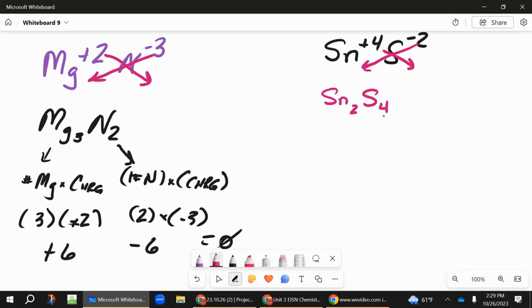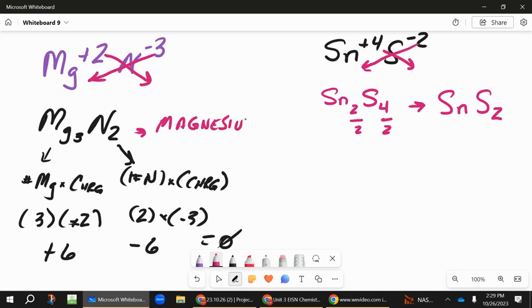But these are not in the lowest form. So we end up having to reduce these into the lowest form so that we can get the correct formula, SnS2. Questions? Okay, the name of this one, what is it? Magnesium nitride. Very good. What is the name of this one?